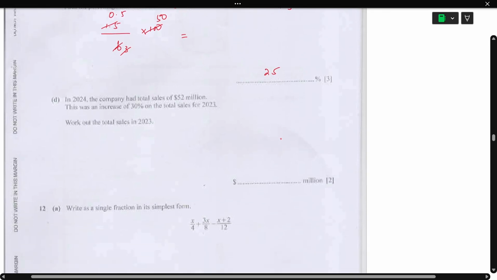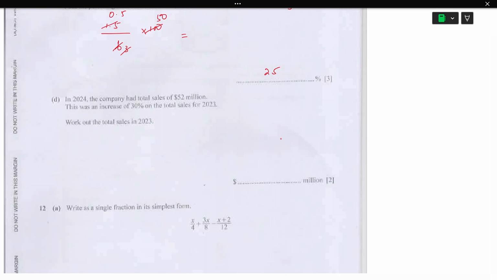Next, in 2024 the company had total sales of 52 million. This was an increase of 30 percent of total sales in 2023. Work out the total sales in 2023. So we take 2023 as x, and with the increase, we take 1.3x equal to the total 52 million. So x equal to 52 over 1.3. So multiply by 10 to remove the decimal: 520 divided by 13, which is 40. So it becomes 40 million, the answer.